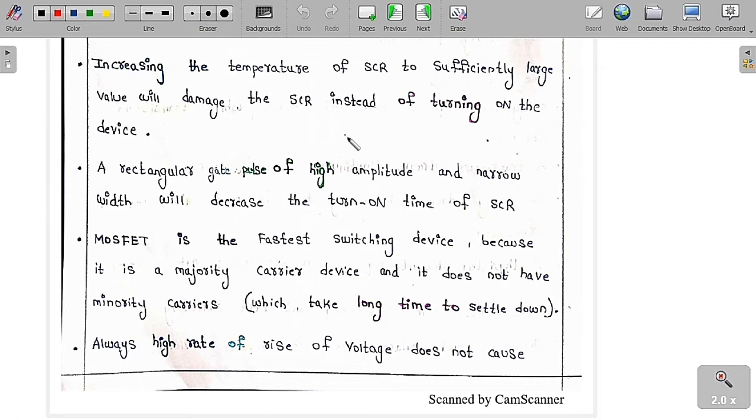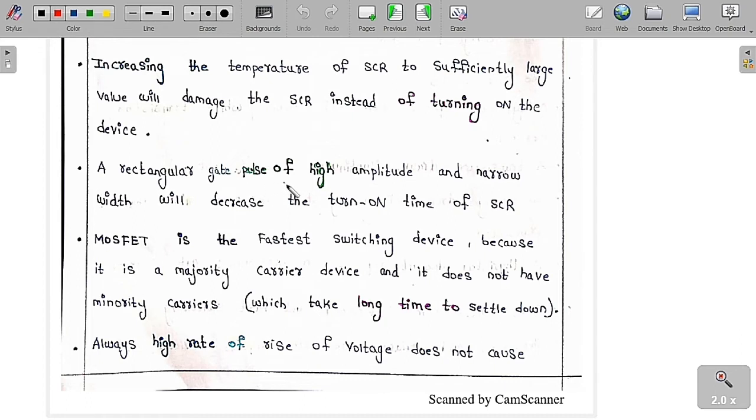Because of increasing the temperature, the reverse biased junction J2 is going to get depleted. Therefore, the electrons are going to flow. This is okay if the temperature is below the normal rated value. But if it is very high, then the current is going to flow very high and the device is going to get damaged instead of turning on. So increasing the temperature of SCR to a sufficiently large value will damage the SCR instead of turning on the device.